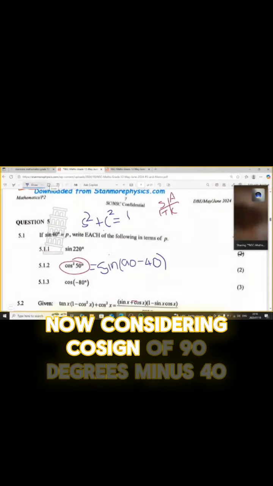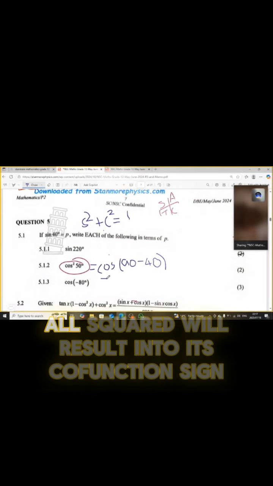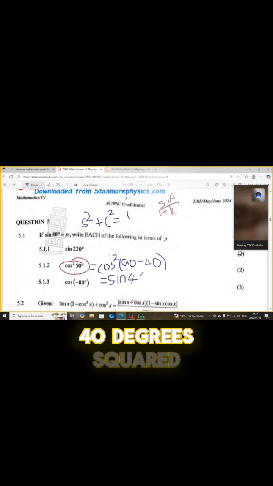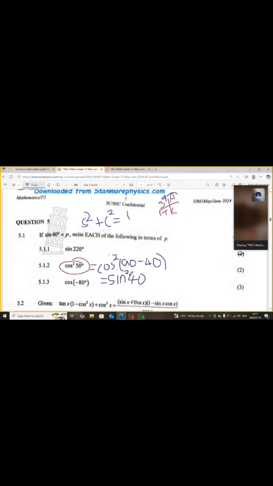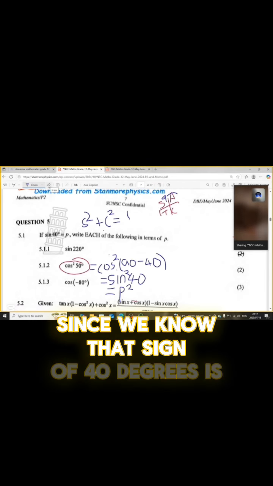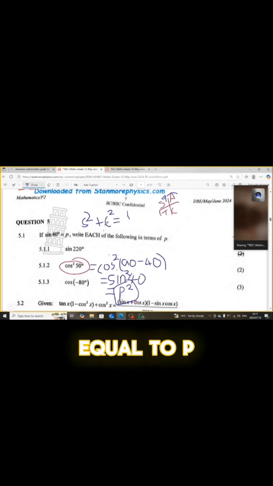Now considering cosine of 90 degrees minus 40, all squared, will result in its cofunction sine 40 degrees squared, which is equal to p squared, since we know that sine of 40 degrees is equal to p, as given in the statement.